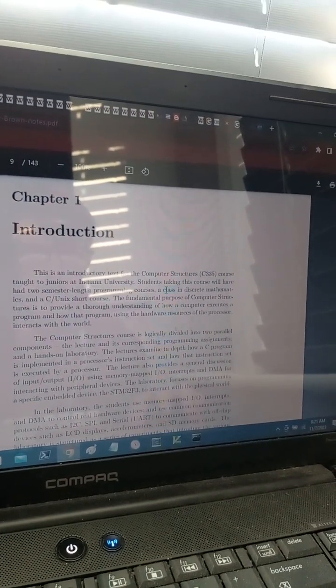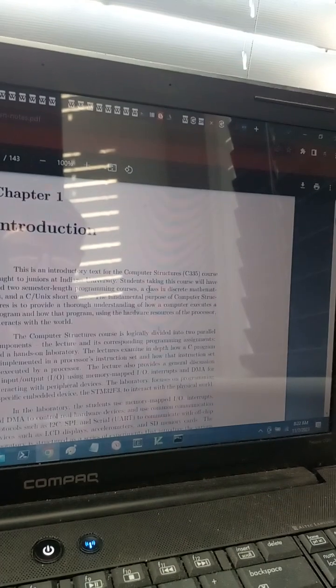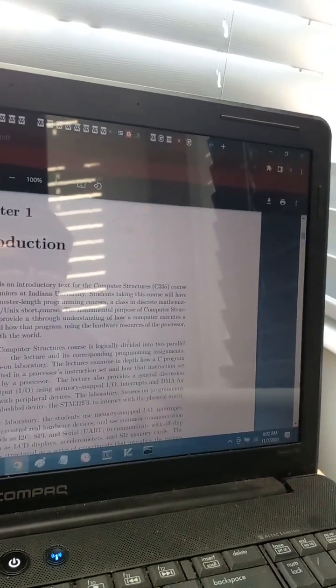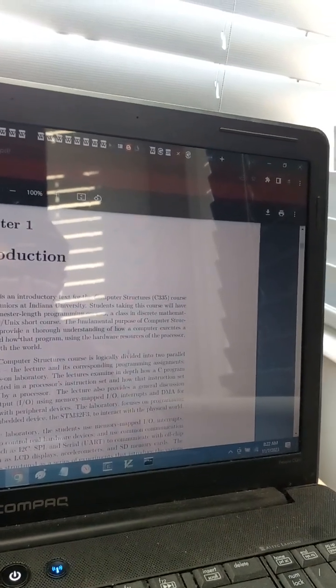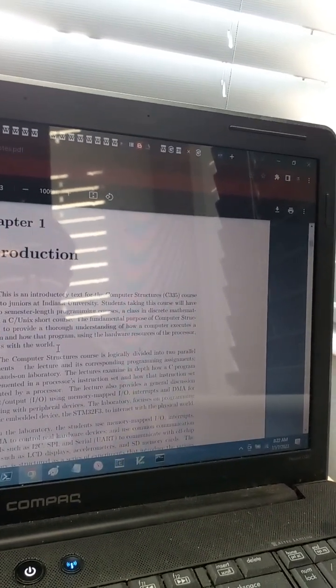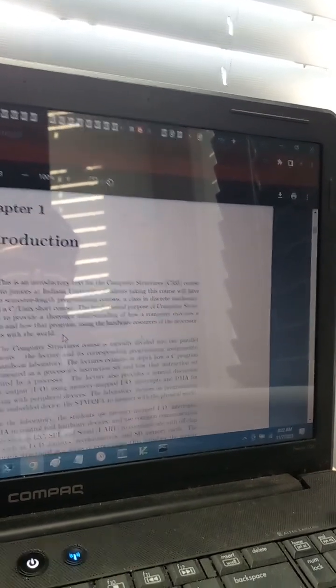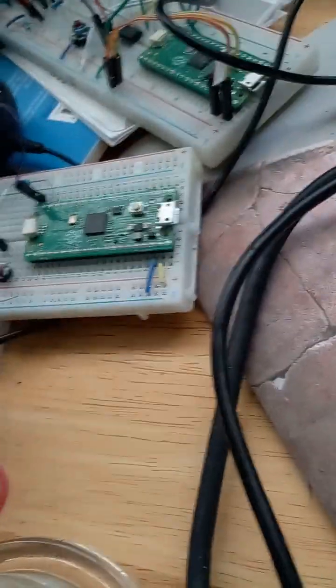Students taking this course will have had 2 semester-length programming courses, a class in discrete mathematics and a C Unix short course. The fundamental purpose of computer structures is to provide a thorough understanding of how a computer executes a program and how that program, using the hardware resources of the processor, interacts with the world. It's really good. So it's not a full-blown compiler design or anything like that. It's straight into the practical stuff you need to produce a working computer system on one of those.